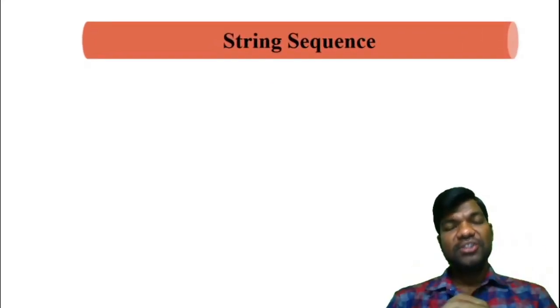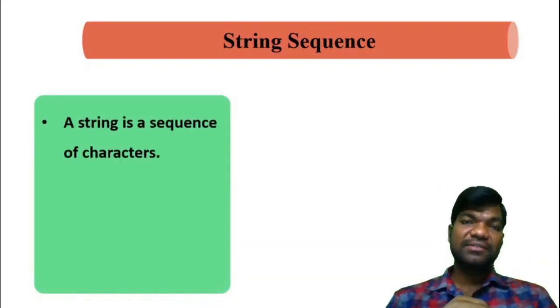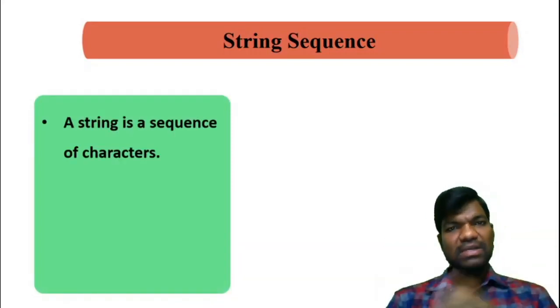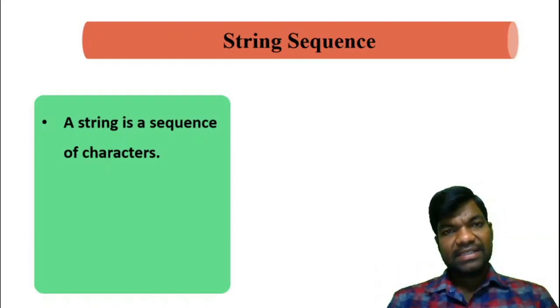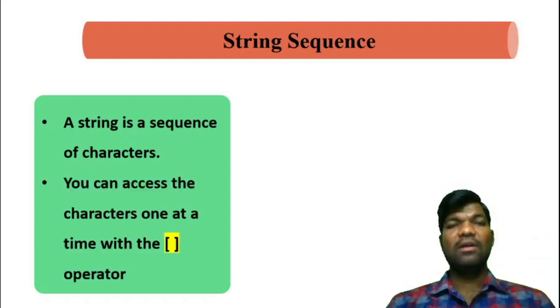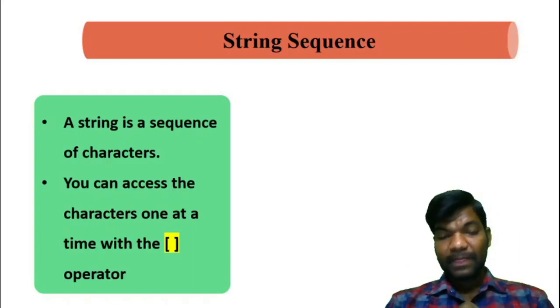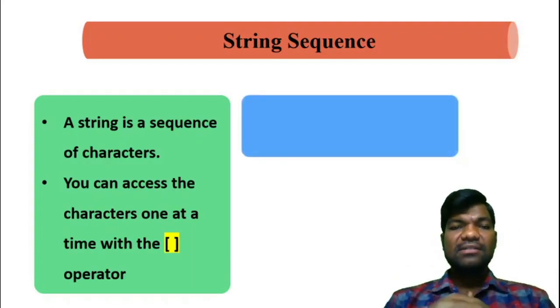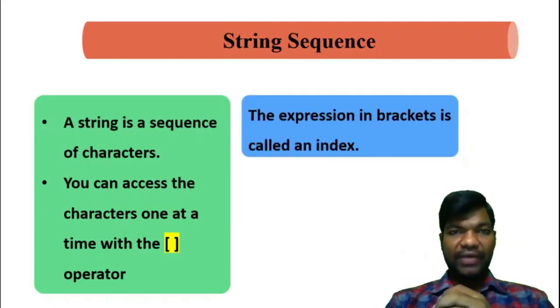What is meant by a string? A string is a sequence of characters. Your name is a string. My name is a string. One animal name, that is a string. So all these are examples of strings. We can access the characters of a string by using the square brackets symbol. These square brackets represent the index of a string.